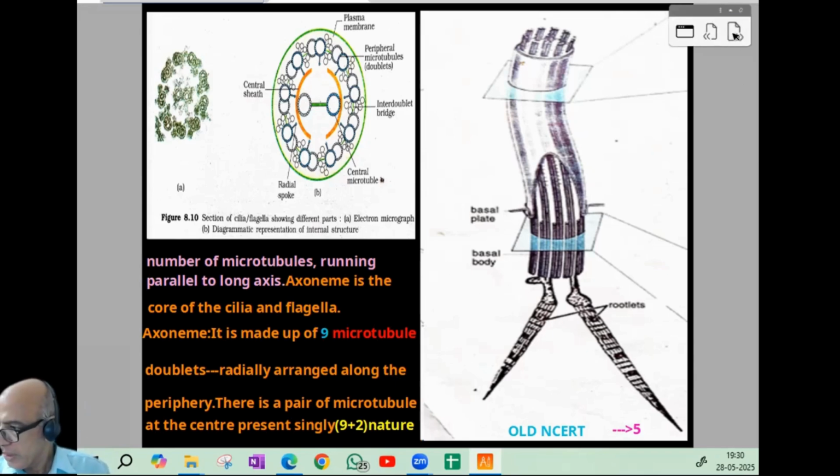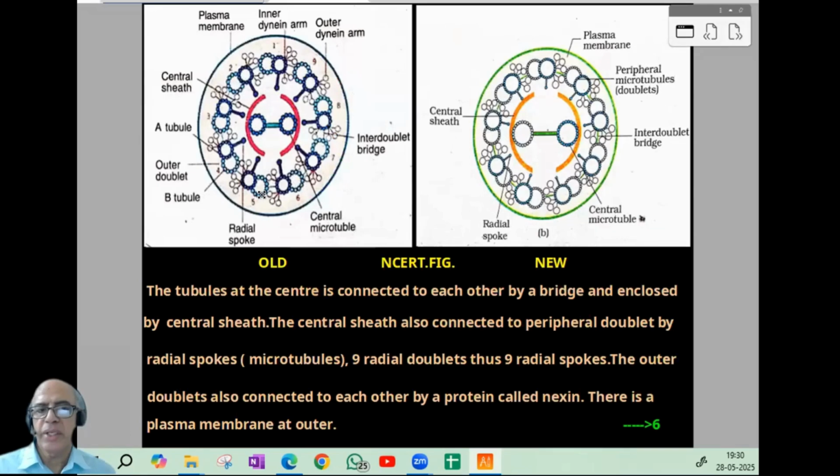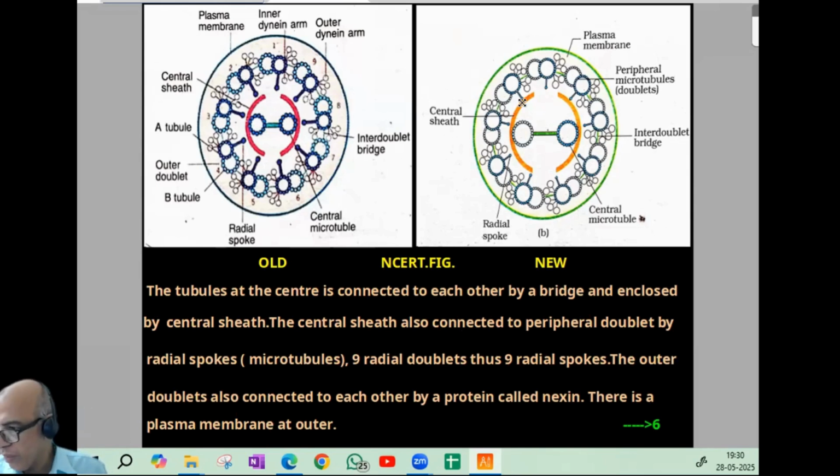Now one more set. This is the old NCERT diagram. This is the new NCERT diagram. Just a comparison. Here more labeling is there. Here the present NCERT is better. The new edition NCERT diagram I have just given for comparison or reference only. This is our latest diagram. The latest NCERT diagram is better to go through. It's only for comparison. Now, the tubules at the center are connected to each other by a bridge and enclosed by a central sheath.